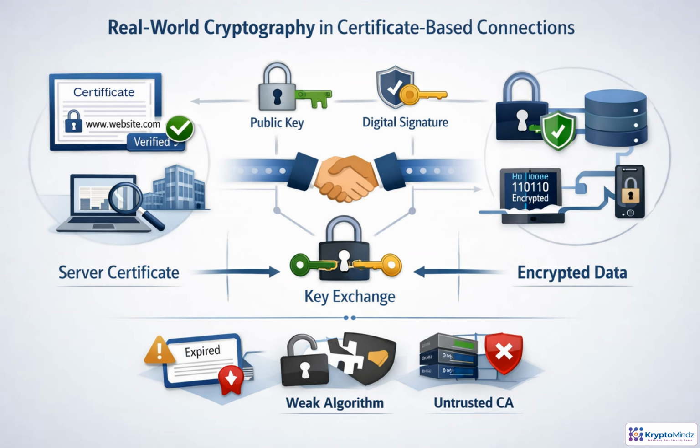When your browser connects to a secure site, several cryptographic pieces work together. The server proves who it is with a certificate that ties its identity to a public key. Your browser verifies the certificate's signature and trust chain, then uses that public key to agree on fresh symmetric session keys. From that point, all data is encrypted efficiently. If any link is weak, expired, or untrusted, the connection is blocked.